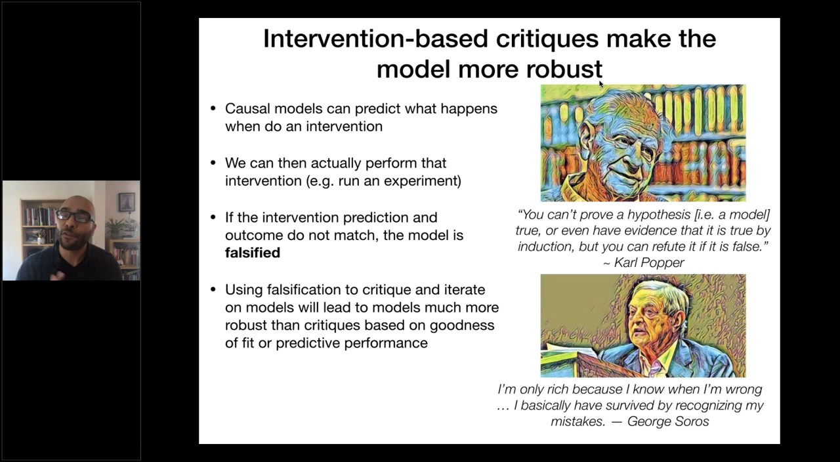And I like to bring up this example of George Soros, who's a billionaire financier. He's also Karl Popper's student at London School of Economics. And he attributes his wealth to being able to come up with a model for how currencies move, and then getting some evidence and then refuting a model and immediately coming up with a new one. This is an industry where people tend to be very attached to their models, even when the empirical evidence is running not in their favor.